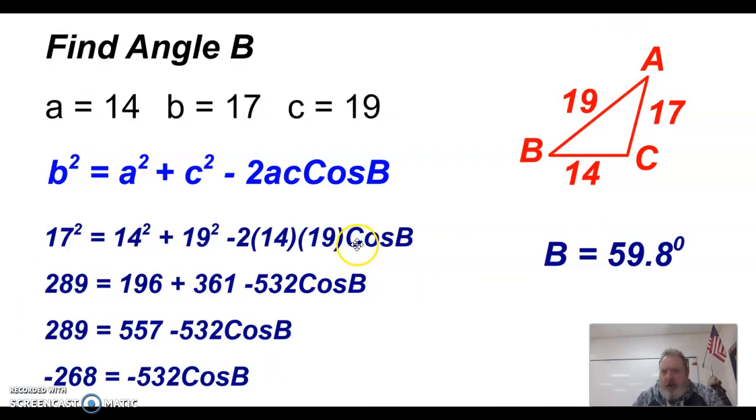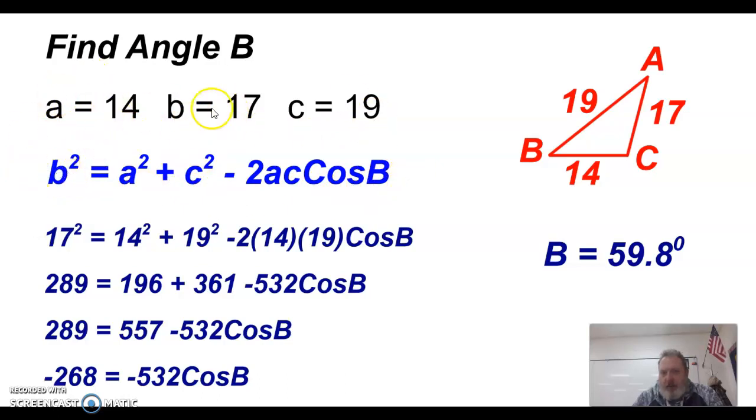Okay, here we're looking for angle B. You can see that we have three sides. You can see our answer here, but we'll go through how we actually got that. So we're looking for angle B, so that's going to be this formula right here. And we just plug everything in where we need to.